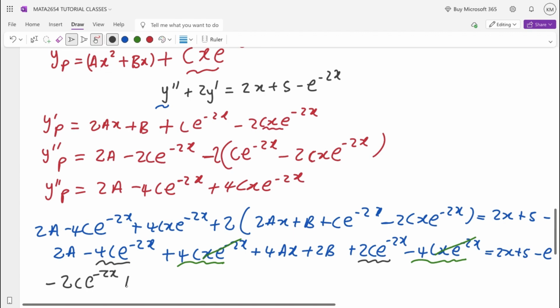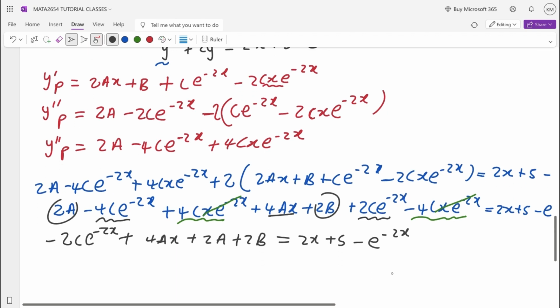Then what are we gonna have next? Then we can say plus 4ax. Now what I'm left with are basically the constants 2a and 2b. So I can therefore say plus 2a plus 2b. This has to be equal to 2x plus 5 minus e to the minus 2x, just like that.